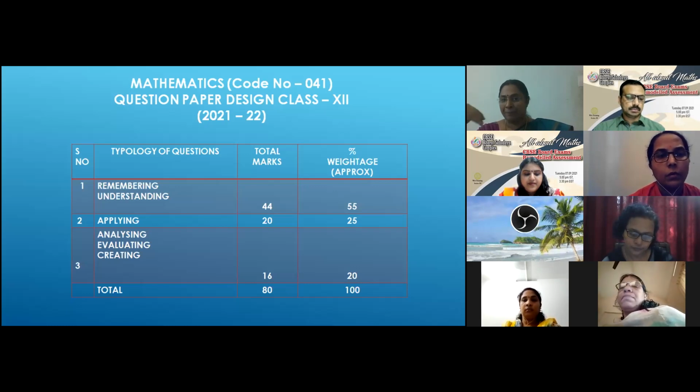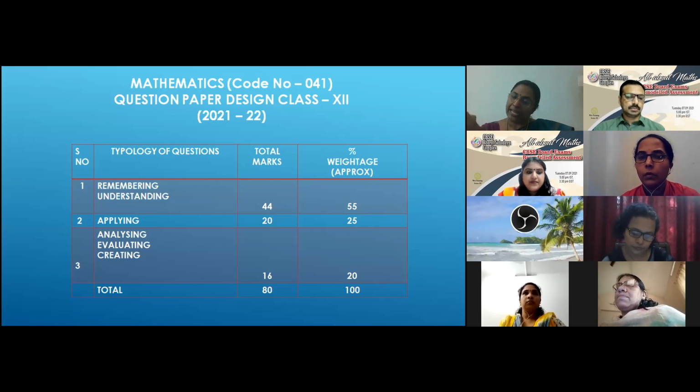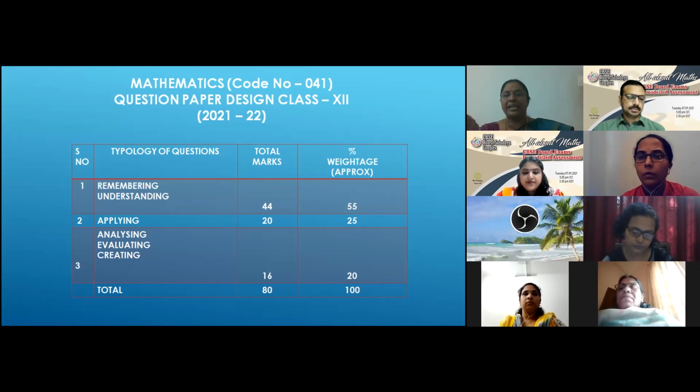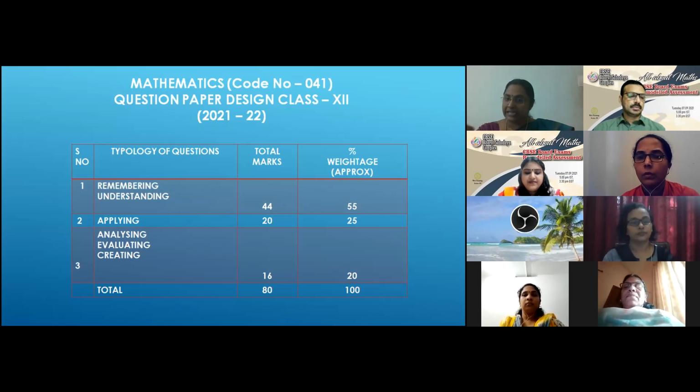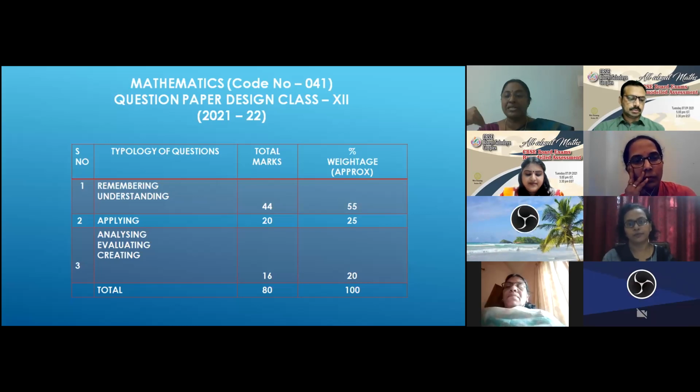You can see the comparison. The first level is 55%. At the same time, applying and the third level together are only 45%. Applying questions means direct applications of definitions, identities, these types of questions. That's why all together it comes to just 80%. Only the remaining 20% are difficult level questions. This is the information given by CBSE.